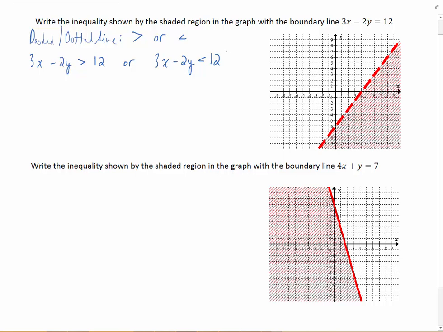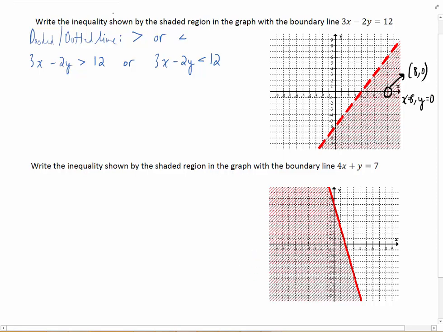Now, to decide which is correct, one approach is to choose a point that we know is a solution. Well, the shaded region represents all of the solutions. So I'm going to choose a point that's in that region. I'm going to choose the point right here. I'm going to choose 8, 0. I know that 8, 0 is a solution of the inequality. So now remember, this means that x equals 8, y equals 0 must be a solution.